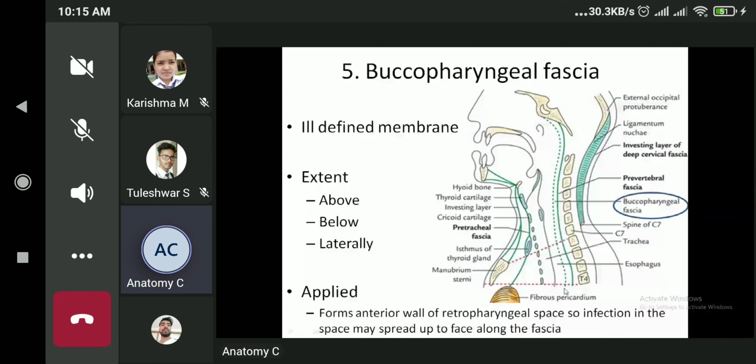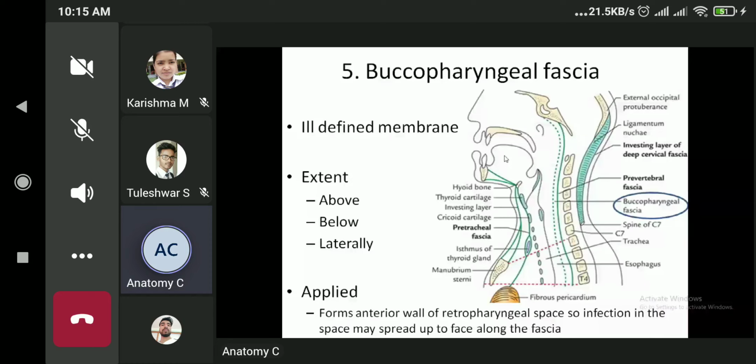While laterally on both sides it extends anteriorly over the superior constrictor muscle, the pterygomandibular raphe, and it reaches up the lateral aspect of the face over the buccinator muscle. Okay, this is the attachment of the buccopharyngeal fascia, and as the name itself suggests, it lies just behind the pharynx, representing the epimysium of the pharyngeal muscles.